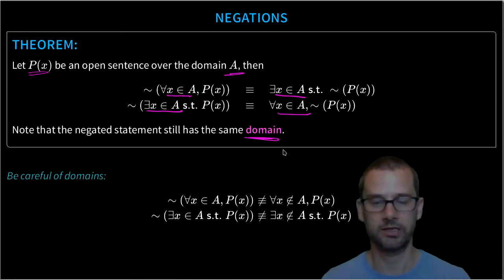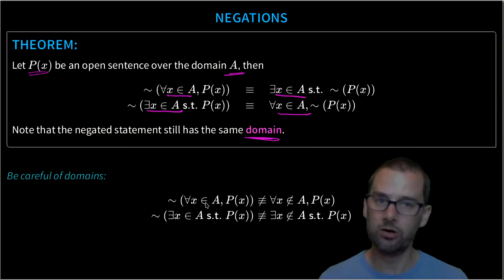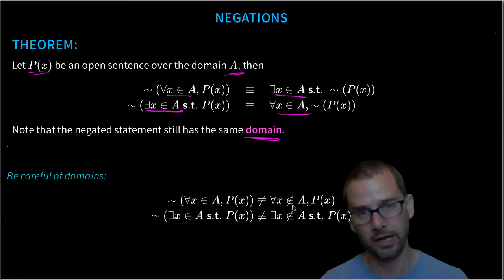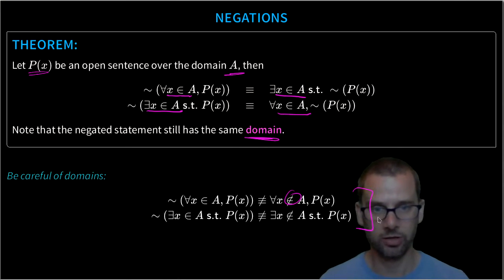I've summarized this here. Be careful of this. It's definitely not the case that when we negate for all x in A, it becomes there exists, for all x not in A. This doesn't make sense. The domain doesn't change. So don't do this.